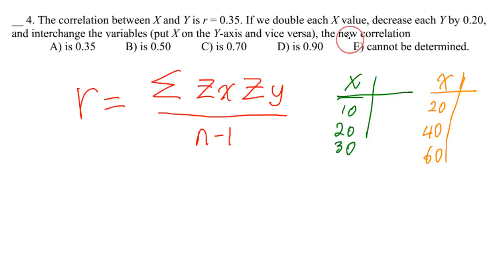Then they say, okay, well, for the y's, we would like to decrease them by 0.20. Well, if you decrease all of your y's, that's basically saying we're going to take 1 and subtract 0.2. Take 2 and subtract 0.2, and so on. 3 minus 0.2. So that you would end up with all of your new y values in orange over here.